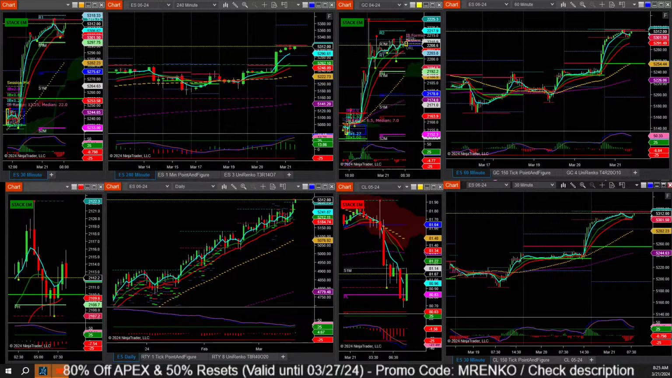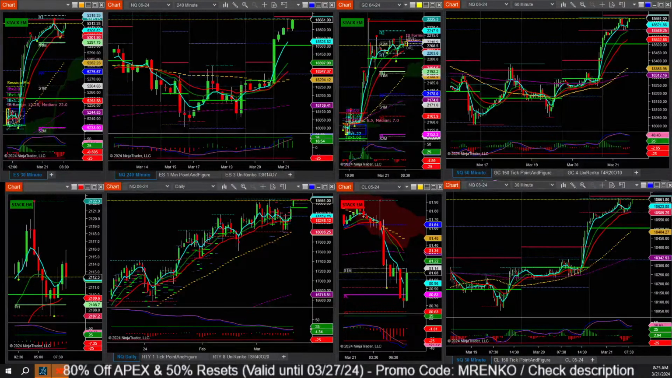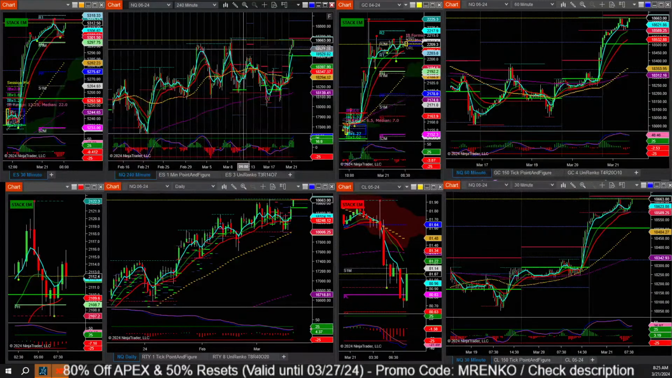And then NQ. Bullish. There was this topping tail in the 240s right here, but it's not been respected. Now it could be broken to the upside, and we are right at the resistance up here. So be careful. We are bullish, but we are below this topping area.